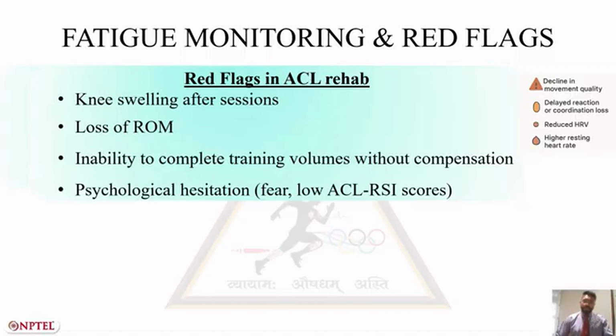Also, the athlete or individual may have psychological hesitation such as fear of movement and measured low ACL return to sport after injury scale scores. These do indicate that the fatigue is more and recovery is insufficient. Hence, the training load has to be customized accordingly.